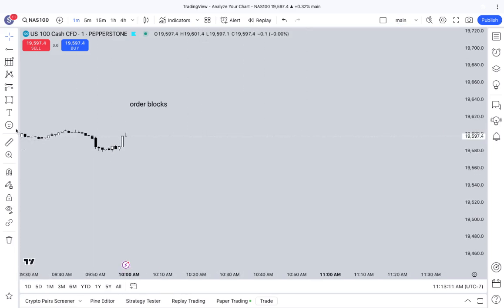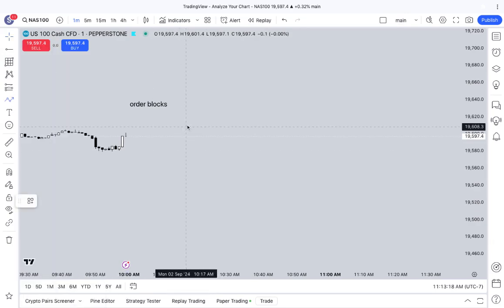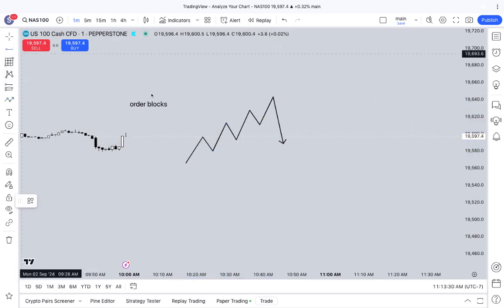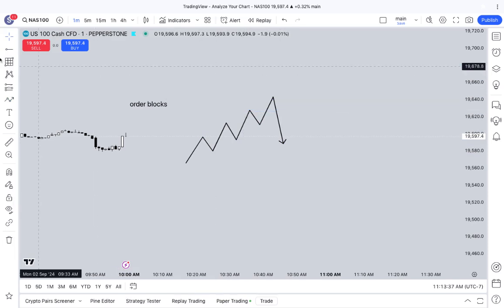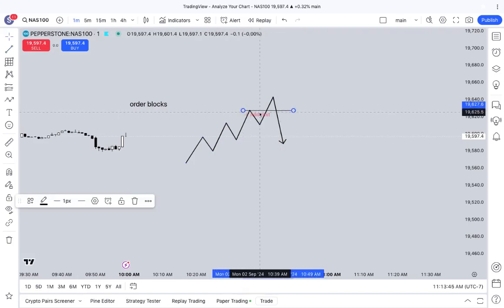So basically what an order block is, is when we have an uptrend, and say we break right here. Here we have the liquidity sweep right here. Let me write that down.